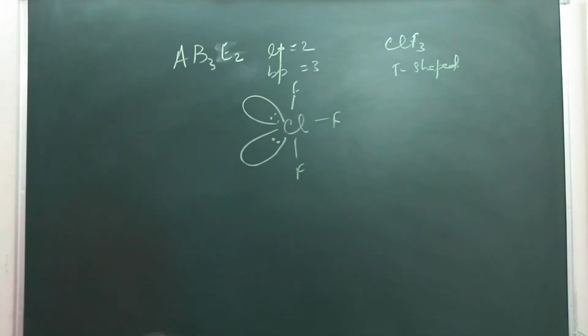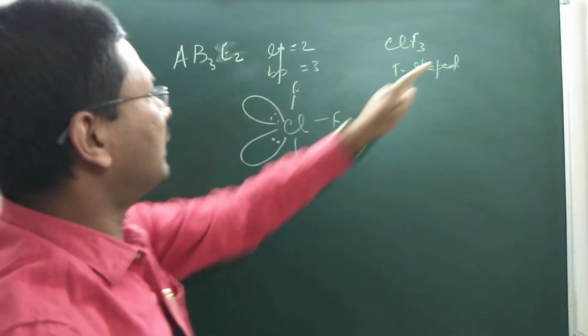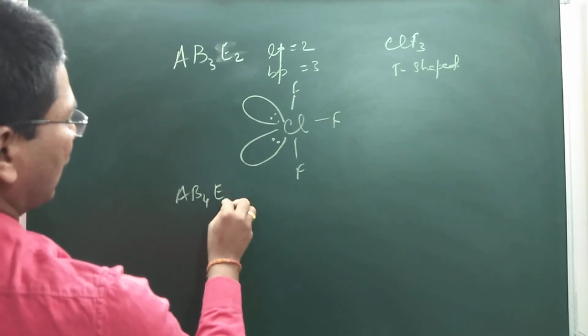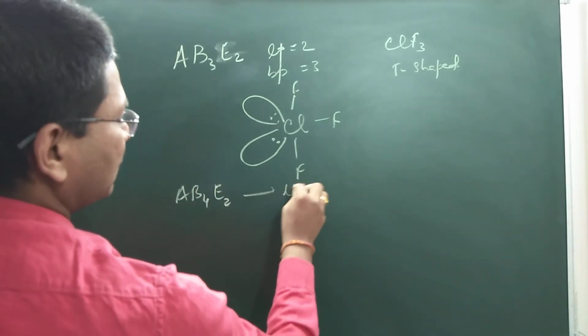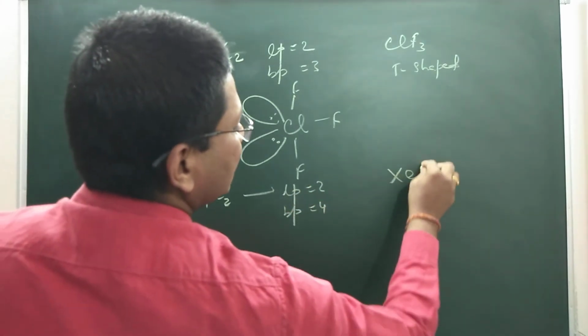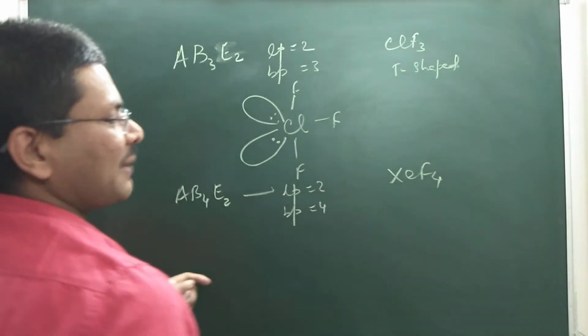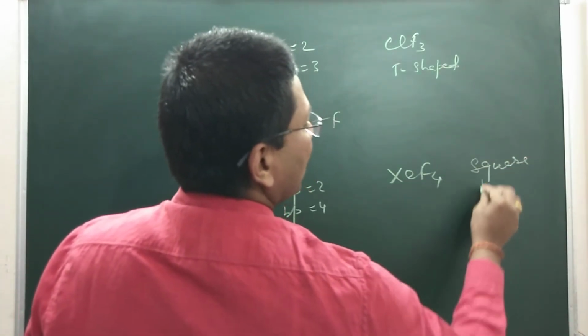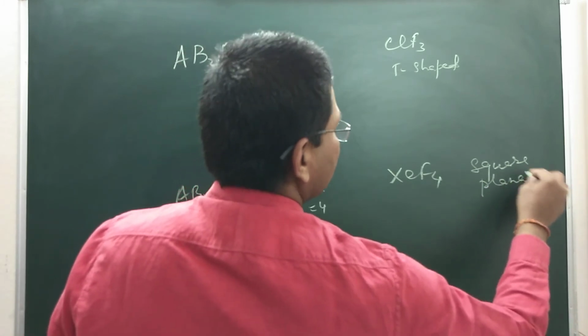Understood? So this AB3E2 type has a T-shape. Next is AB4E2 type. So here lone pairs are 2 in number, bond pairs are 4 in number. One of the most common examples is XeF4, xenon tetrafluoride. It is square planar. So let's see the structure.